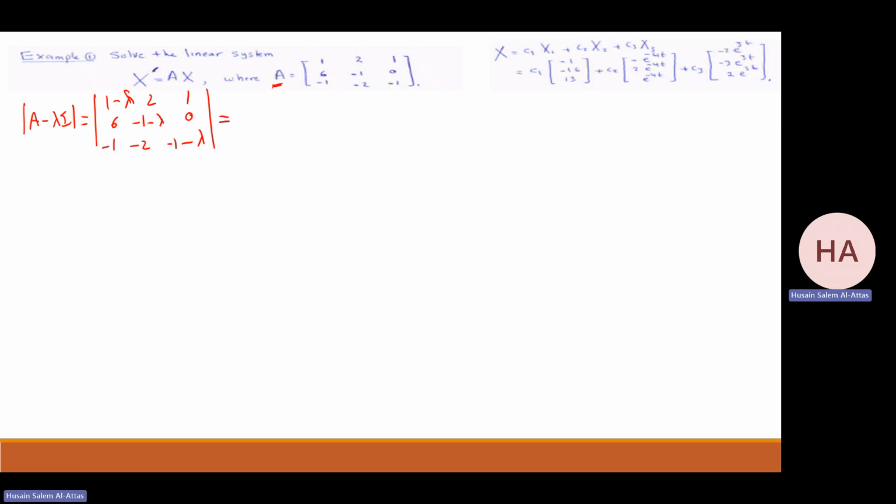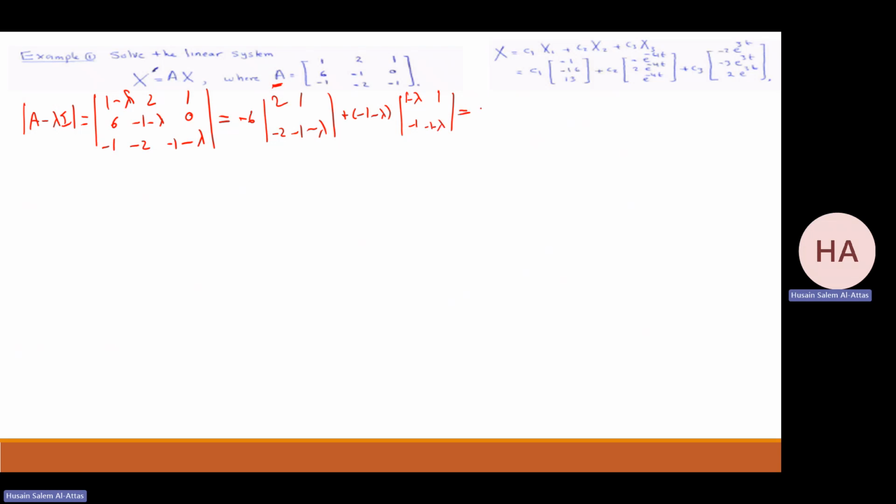I'll do the expansion with the second row. Okay, so I have -6. Cancel second row and first column: 2, 1, -2, -1 -λ. Okay, we are correct. Then I have +(-1 -λ), determinant of what? Cancel the second row, second column. I have 1 -λ, 1, -1, -λ.